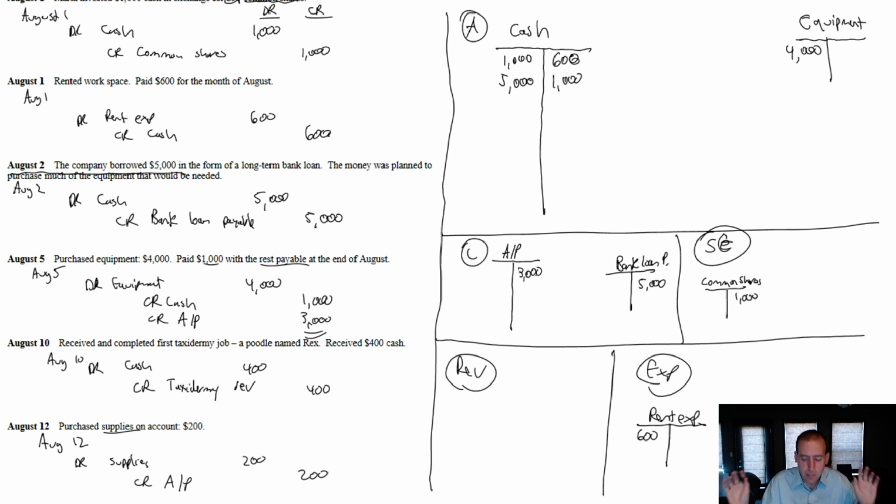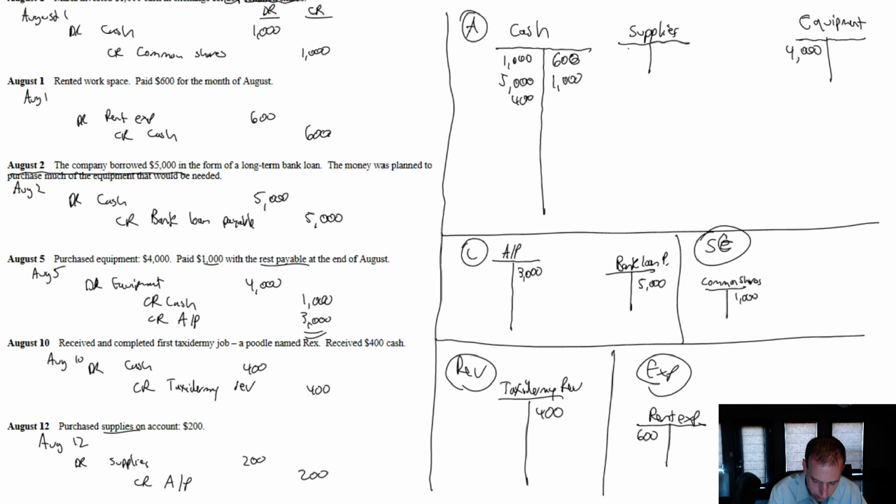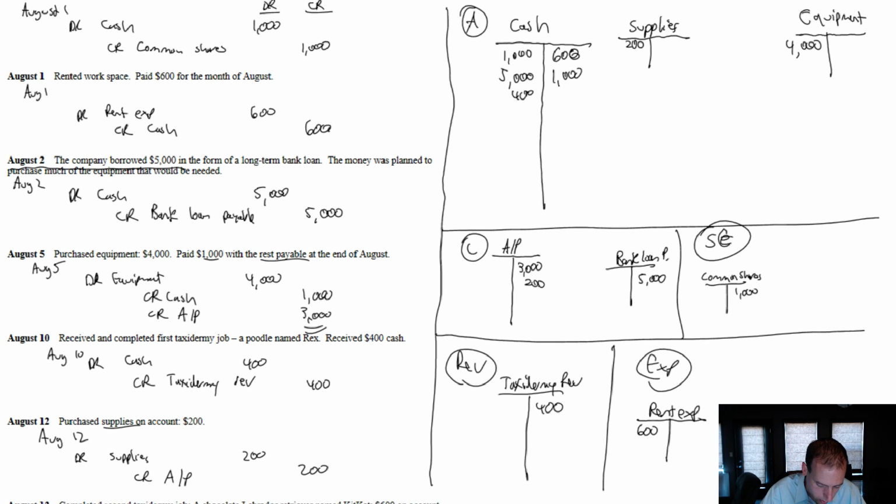So again, just big picture here. If we're asked to post something to T accounts, this is what we have to do. We just have to go from journal entries to T accounts. Next item up. Debit cash, credit taxidermy revenue, 400. So debit cash, 400, and taxidermy revenue, 400. Debit supplies, credit AP for 200. Supplies are an asset. This could be an itty bitty T. Credit AP for 200.